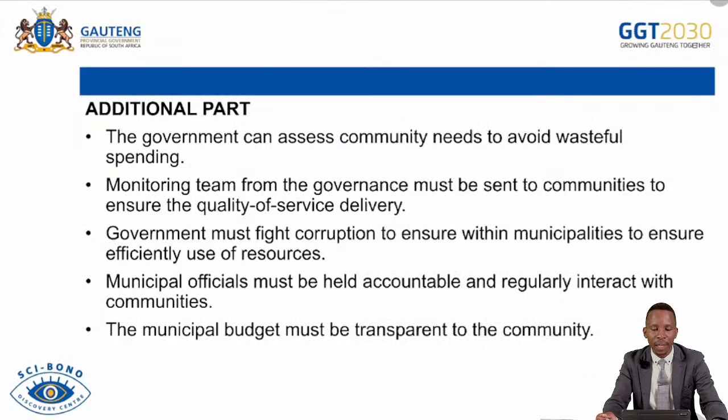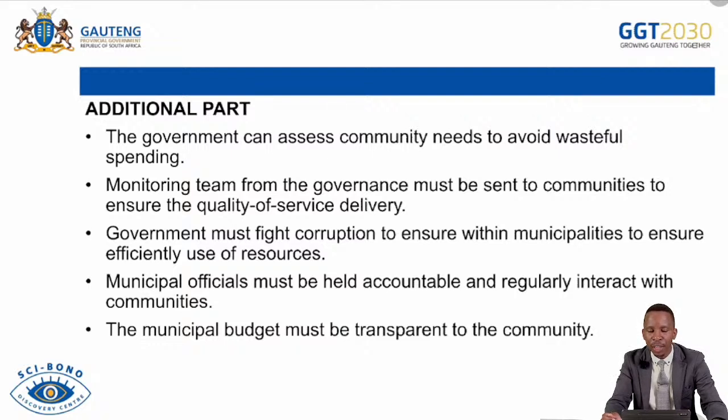And then an additional part. The government can assess community needs to avoid wasteful spending in order to improve service delivery. It can also monitor all projects within society, ensuring that they are of good quality, because if there is no monitoring, there will be poor service delivery. So a monitoring team from the government must be sent to communities to ensure the quality of service delivery. So that's the quality assurance.